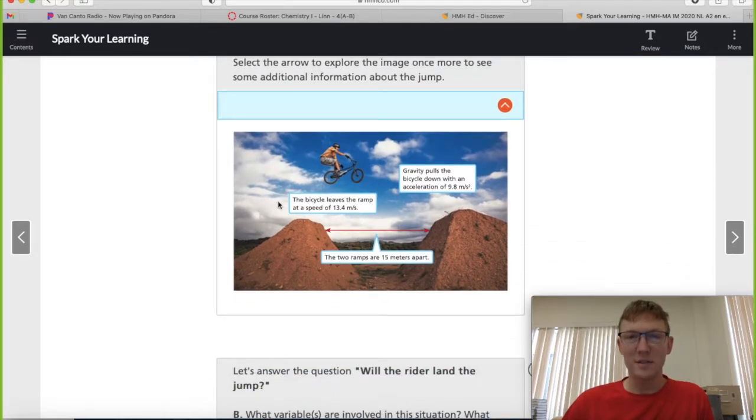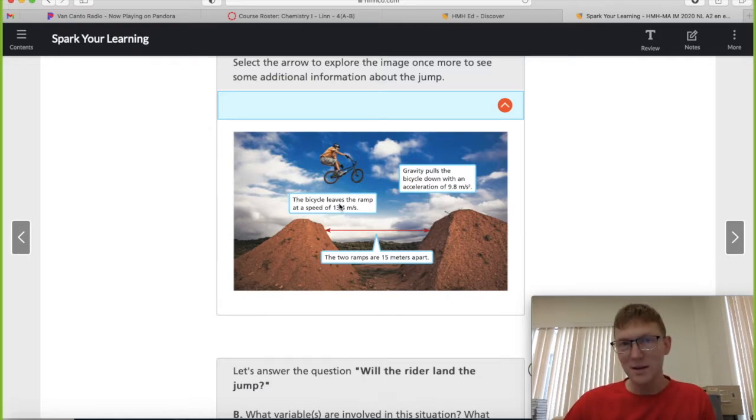So then it gives us some of this information. The bicycle leaves the ramp at a speed of 13 meters per second. Gravity pulls down the bicycle with 9.8 meters per second squared. The ramp is 15 meters apart. And it was a 45-degree angle. So this becomes a nice little physics problem where we have to do some math so that we can figure out whether or not this poor guy is going to make it there.